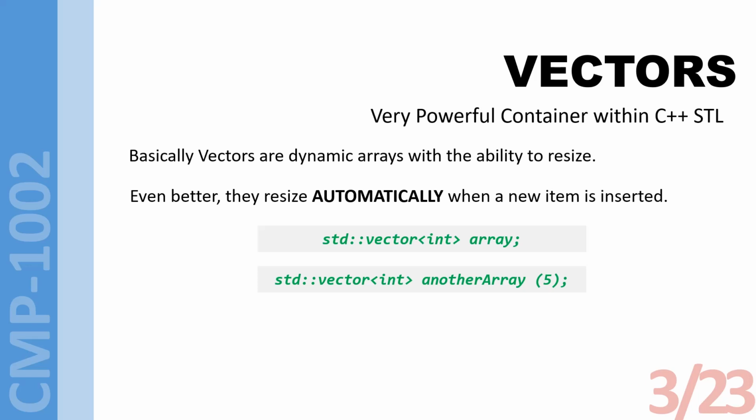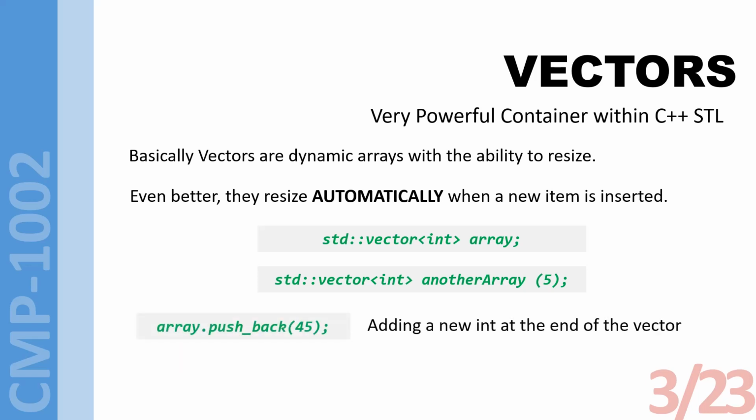In the second example, I have given within parentheses a 5. So this second vector is again an integer vector, but it has an initial size of 5. But don't get me wrong, you can increase or decrease it whenever you want. So how are we going to add some item within this vector? We have a special function called push_back. So we just write array.push_back, and then give whatever value we want, and that will be added at the end of the vector.